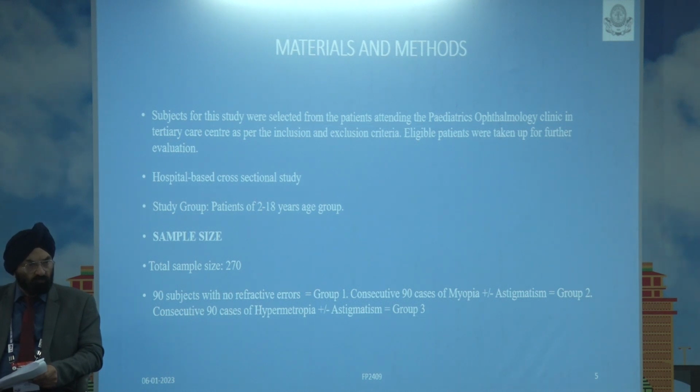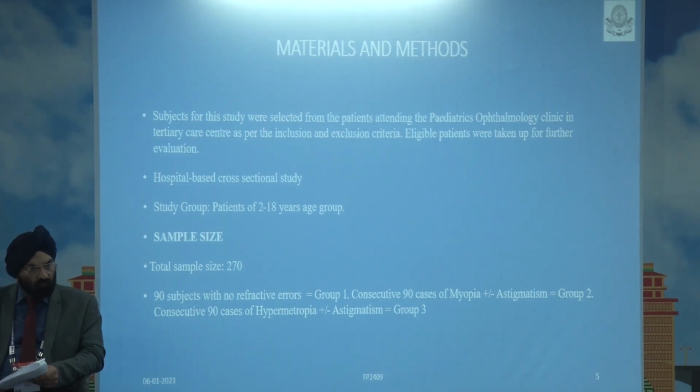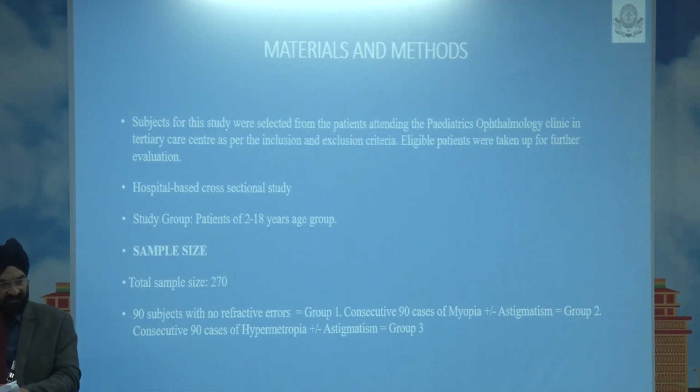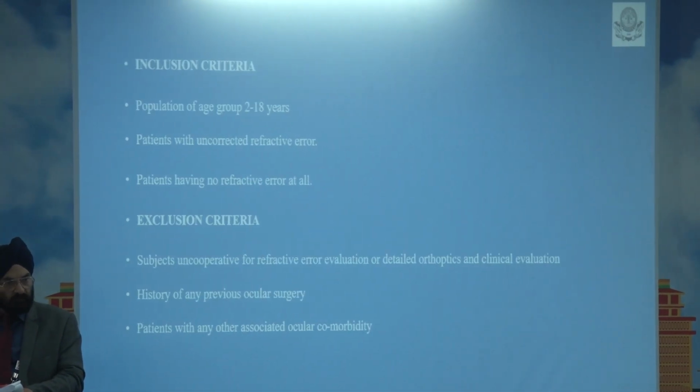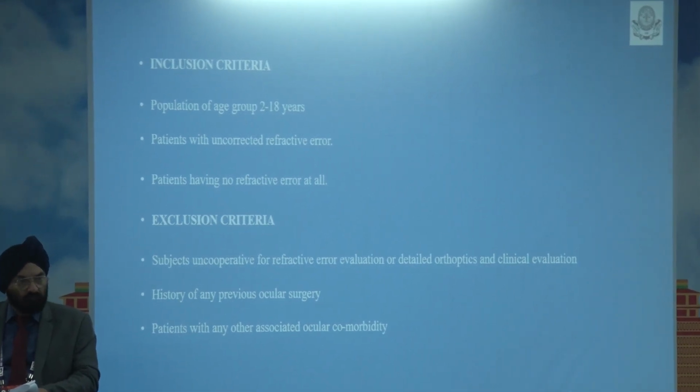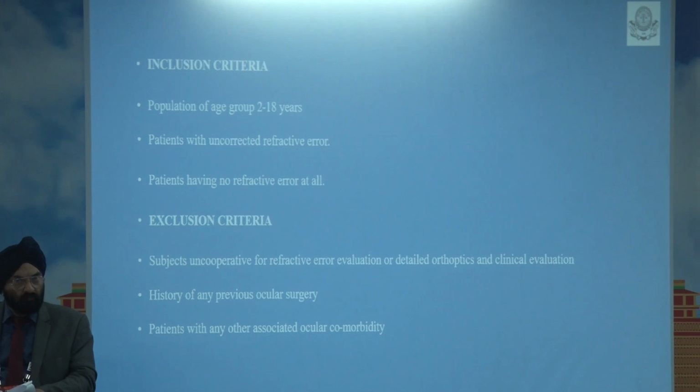Group 1 included 90 subjects with no refractive errors. Group 2 included consecutive 90 cases of myopia plus or minus astigmatism. Group 3 had consecutive 90 cases of hypermetropia with or without astigmatism. Patients of age group 2 to 18 years with uncorrected or no refractive error were included in the study, and subjects who were uncooperative for refractive error or detailed orthoptic evaluation were excluded from the study.